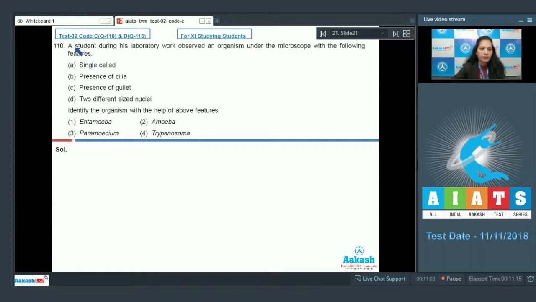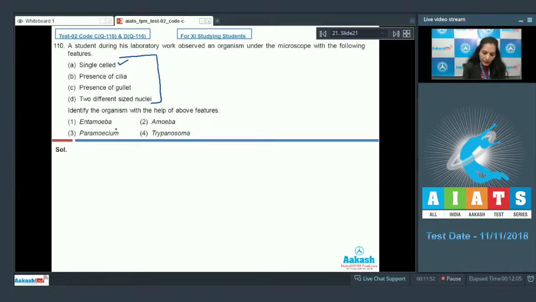Question number 110. A student during his laboratory work observed an organism under the microscope with the following features. A. Single-celled. B. Presence of cilia. C. Presence of gullet. D. 2 different sized nuclei. Identify the organism with the help of above features. First option, Entamoeba. Second, Amoeba. Third, Paramecium. Fourth, Trypanosoma. With the help of these features, you have to identify the organism out of the following options. First is single-celled. Entamoeba, Paramecium, Amoeba and Trypanosoma all are single-celled.